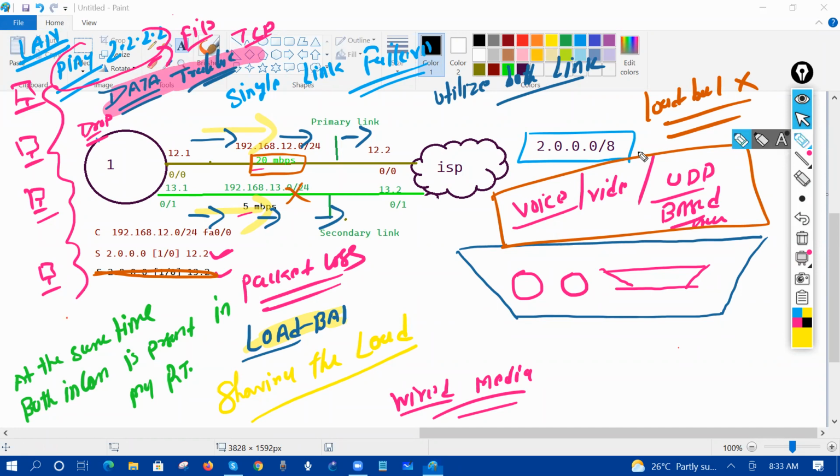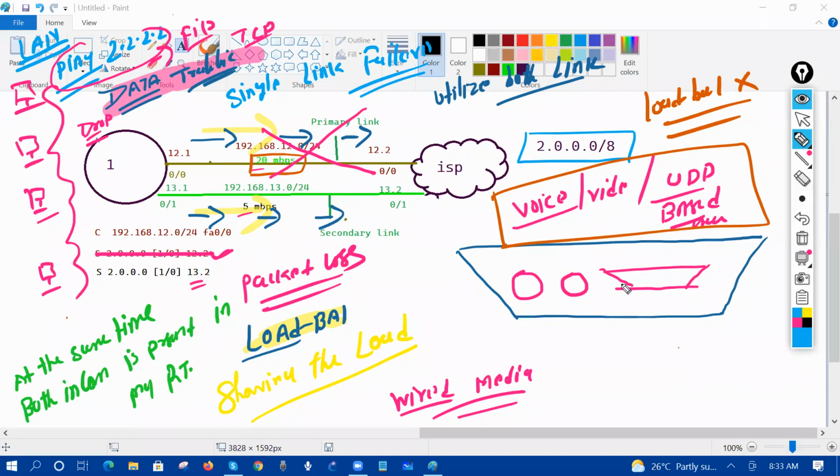Now, what I want is, if the 20 Mbps link is available, I always send my traffic over the 20 Mbps link, not the 5 Mbps. The 5 Mbps route will disappear from the routing table. But take for example, if the primary link goes down, the secondary will always be available in your routing table, and now the primary will disappear from the routing table. Now all my traffic will go via 13.2.